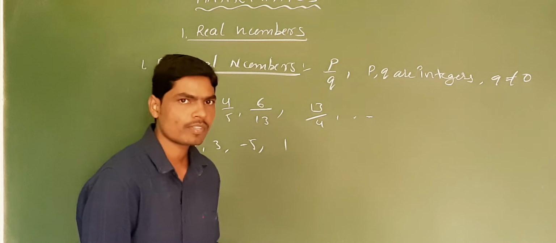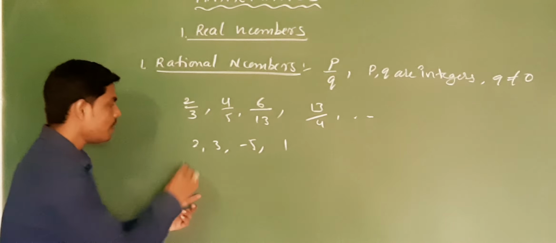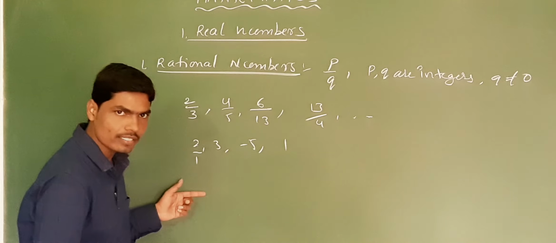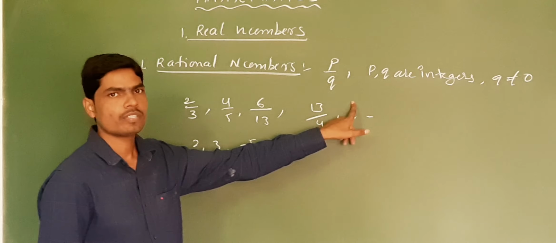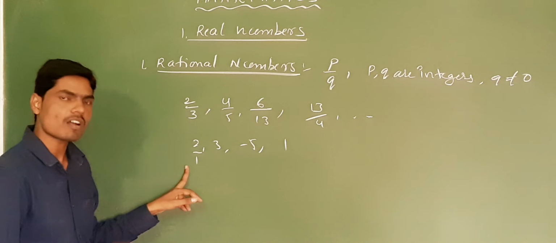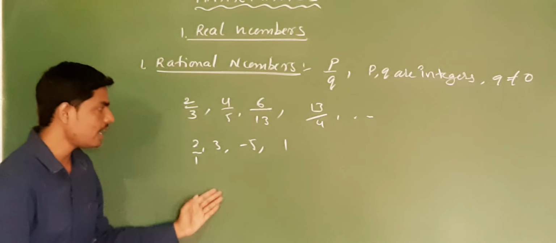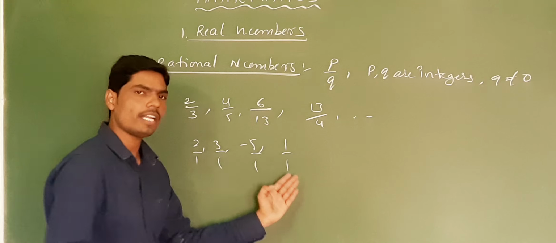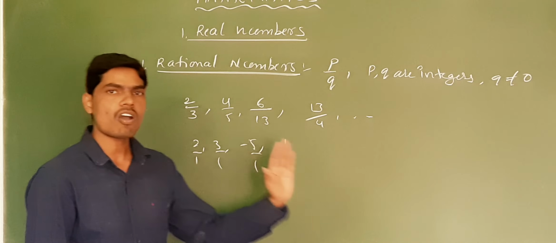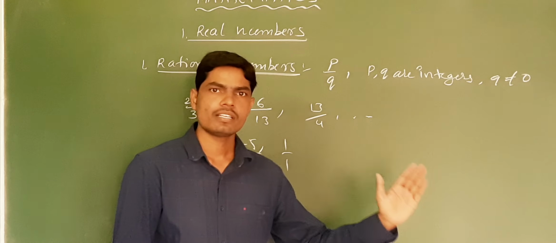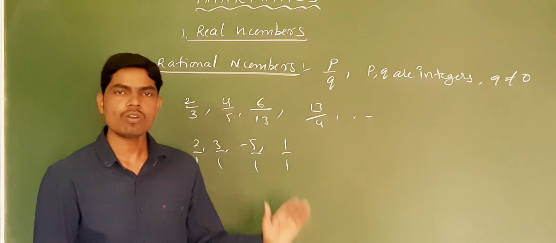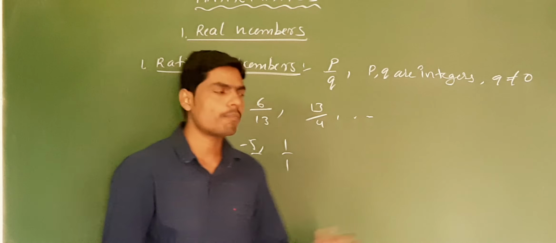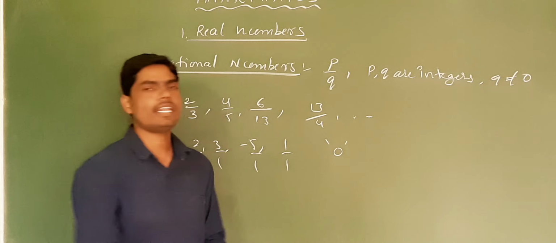But how? Here 2. If nothing is there in the denominator, we can take 1. That means 2 by 1. Again it is in the form of P by Q. So this 2 is also called a rational number. In that same way 3, minus 5, 1, all are rational numbers. That means all natural numbers are rational numbers. All whole numbers are rational numbers. 0 also will be there in whole numbers.